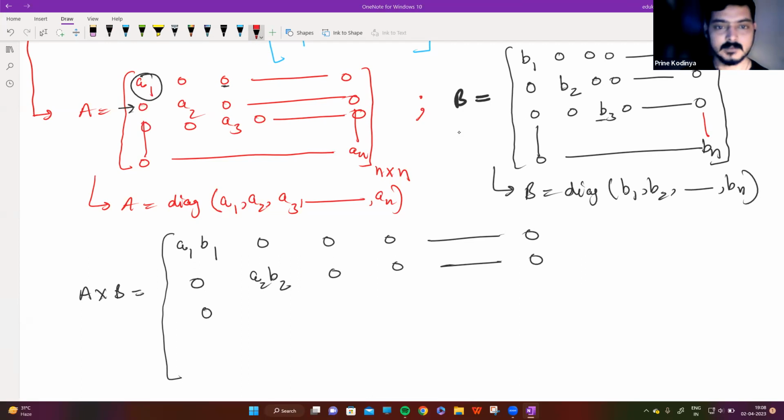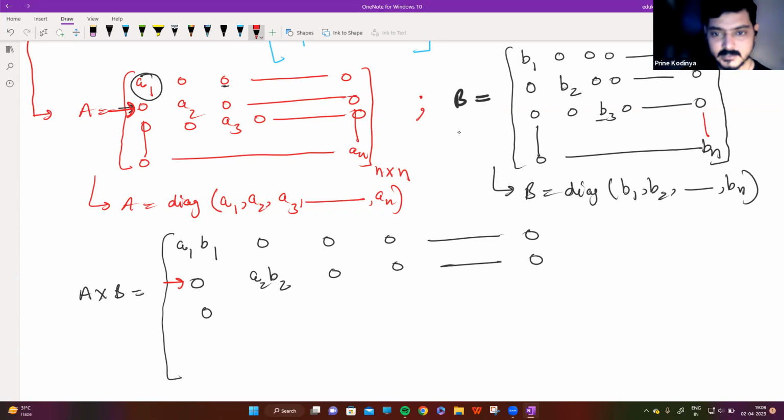Yes. So we are multiplying now. We are trying to fill the second row of A cross B. Right? To find out second row of A cross B, we have to take second row of A and multiply it with each column. Now let's find out the first element of second row. When you multiply second row with first column, 0 into B1 is 0, plus A2 into 0, 0. And all the other elements are 0, obviously. So the first element is 0.